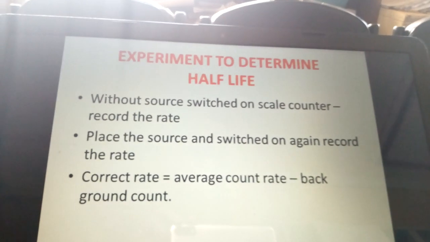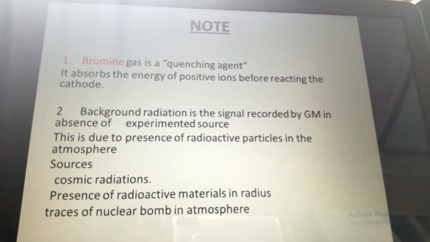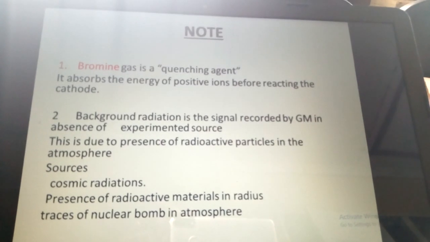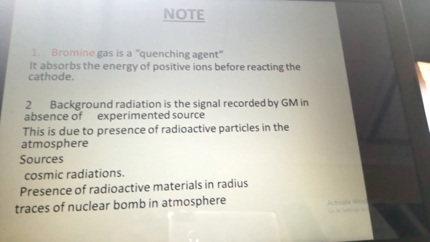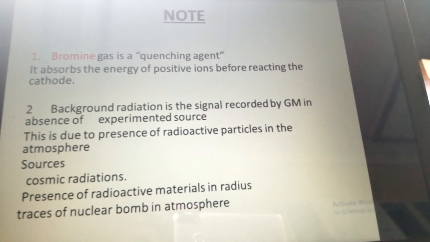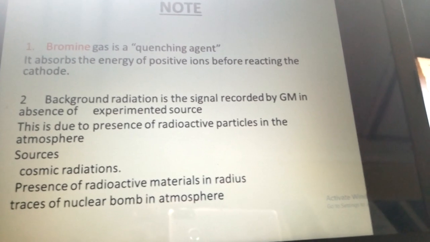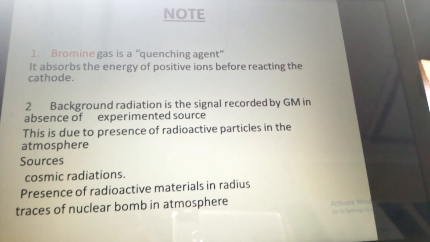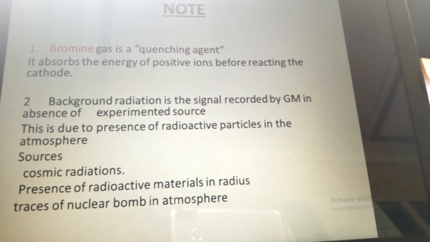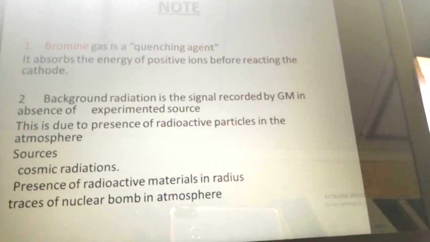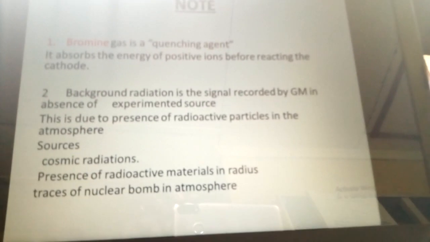So I want you to go through in brief what is the working mechanism of the GM tube. What is the role of bromine gas? What happens when radiation reaches the chamber inside? Why do we use a mica window?